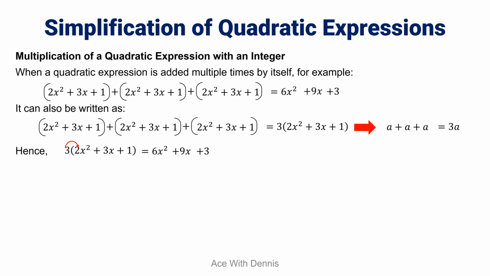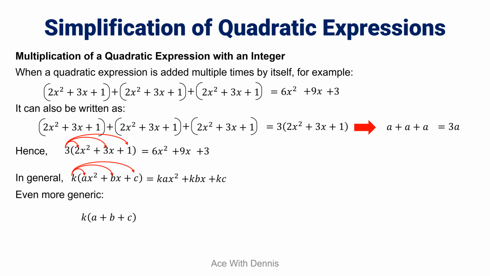Alright, how do we get the result? 3 times 2x squared, we get 6x squared. 3 times 3x, we get 9x. And 3 times 1, we get 3. In general, k times ax squared plus bx plus c equals, so k times ax squared is kax squared. k times bx, we get kbx. And k times c is kc.